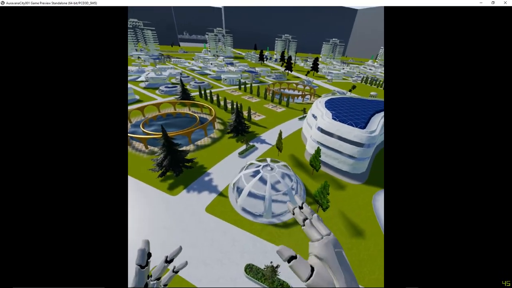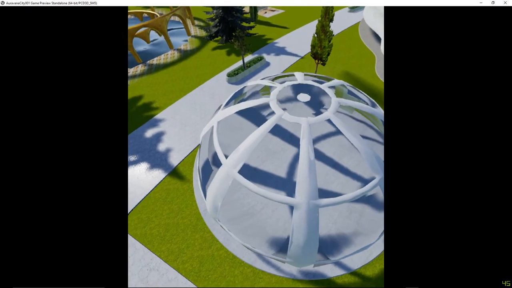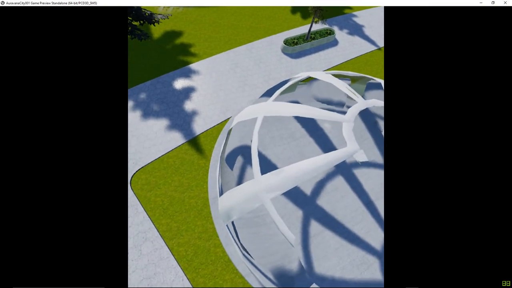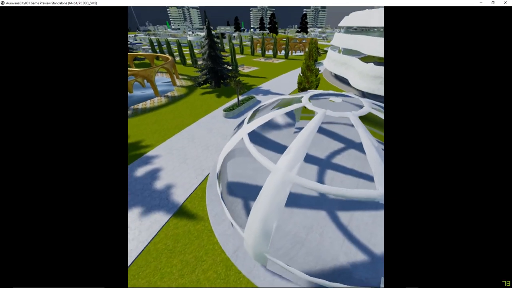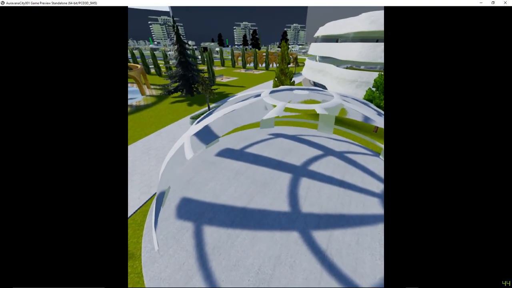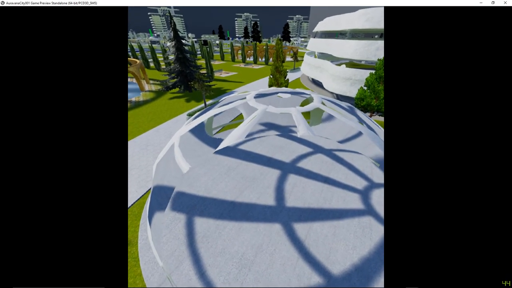Again, this is the lowest level of detail mesh, and the closer I get, the mesh changes to a higher level of detail mesh. You have to get really close to this building in order for the highest level of detail mesh to appear. There we go. Now, even with me clipping, the highest level of detail mesh appears.